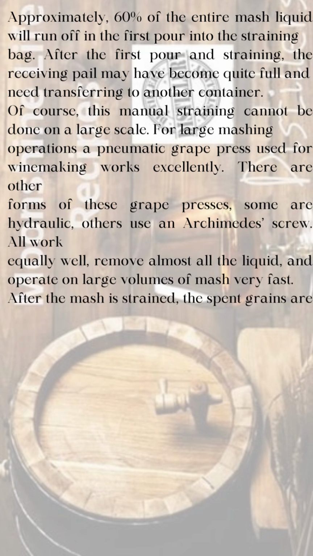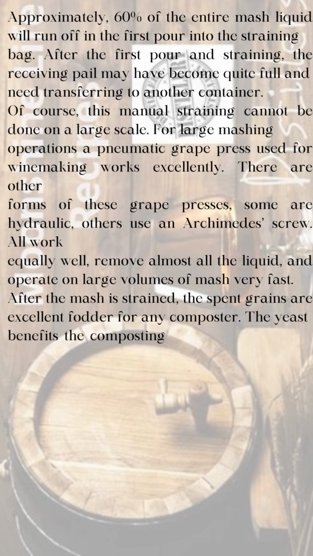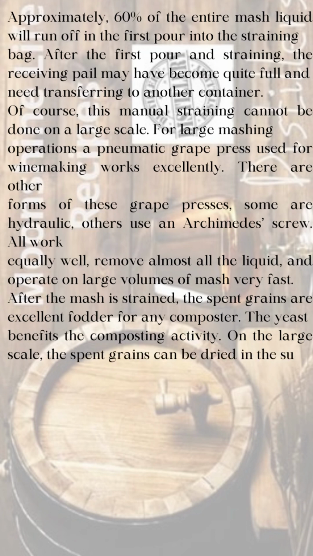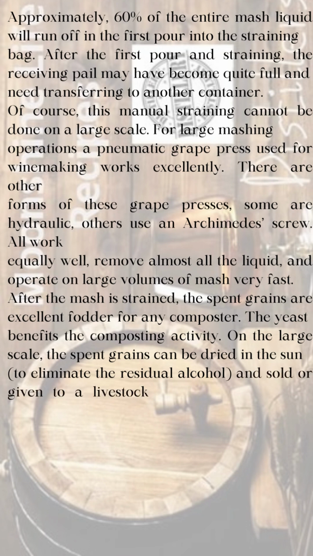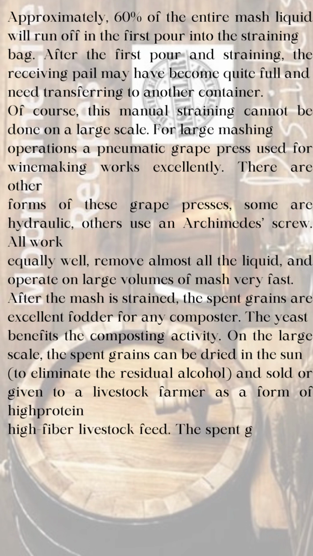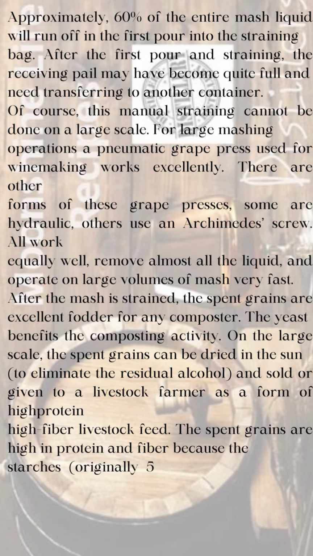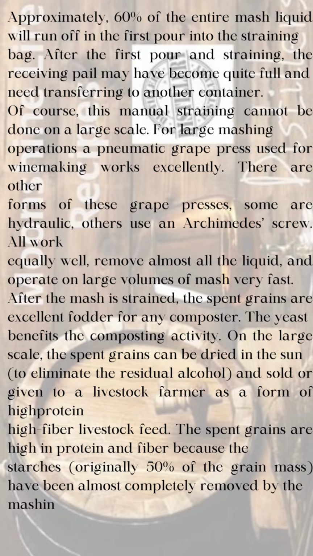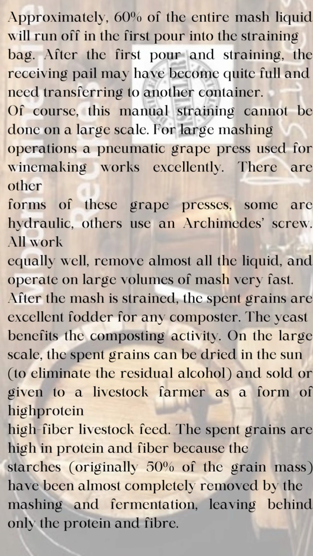After the mash is strained, the spent grains are excellent fodder for any composter. The yeast benefits the composting activity. On a large scale, the spent grains can be dried in the sun to eliminate the residual alcohol and sold or given to a livestock farmer as a form of high-protein, high-fiber livestock feed. The spent grains are high in protein and fiber because the starches, originally 50% of the grain mass, have been almost completely removed by the mashing and fermentation, leaving behind only the protein and fiber.